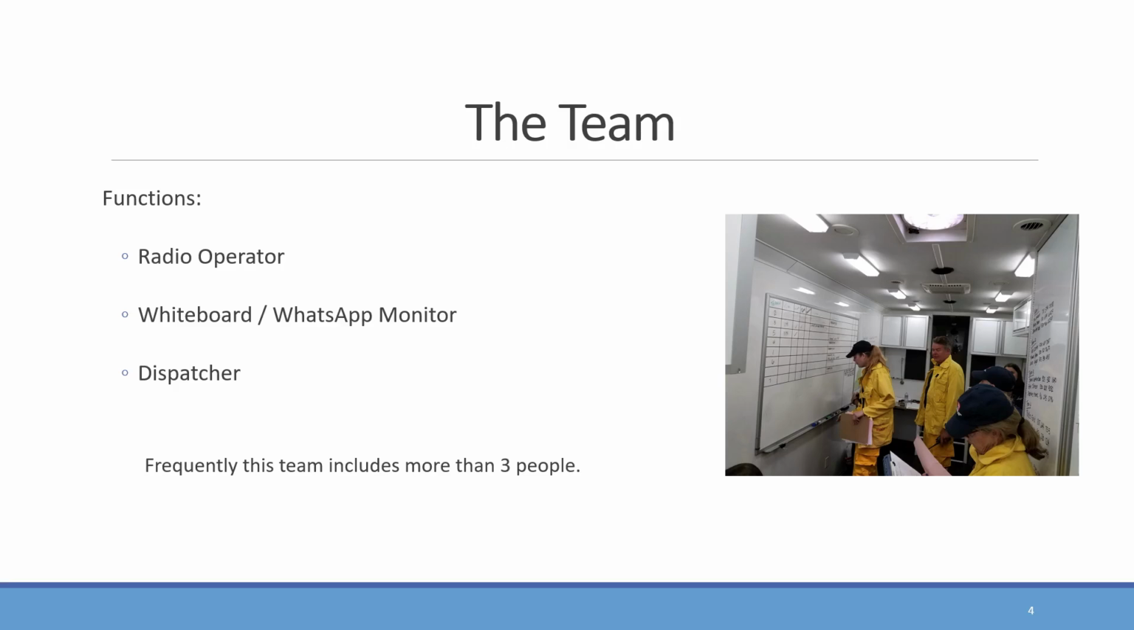Let's talk about the dispatch team, which in shorthand we just refer to as dispatch. The team actually consists of three positions: the dispatcher, the whiteboard WhatsApp monitor, and the radio operator. The team can have more than three people performing the functions, especially during the first few days.